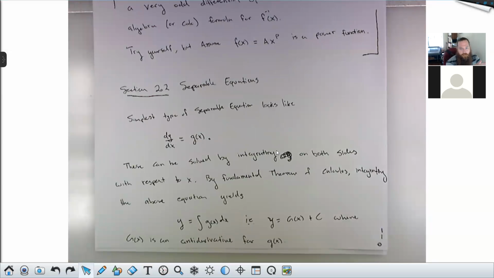Not all separable equations are this simple. I'll give you a second to write and catch up here. In fact, while you do that, I'll refresh my coffee.